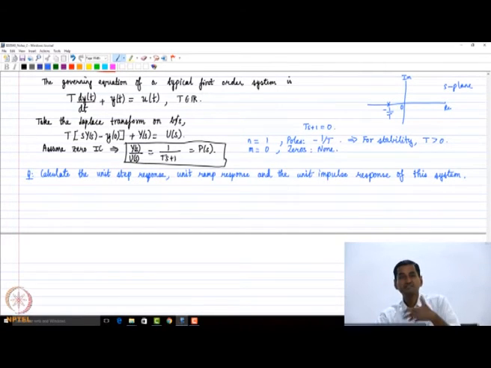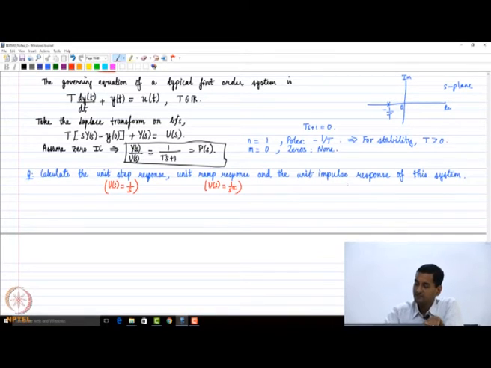We would restart from the same point in the next class. Calculating the unit step response means U(s) should be 1 by s. Unit ramp means U(s) should be 1 by s squared. Unit impulse means U(s) is 1. So please use this U(s). Pretty straightforward. It shouldn't take you more than 5 minutes to calculate all three responses.